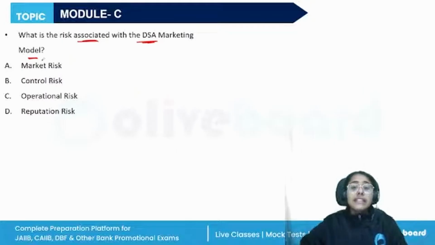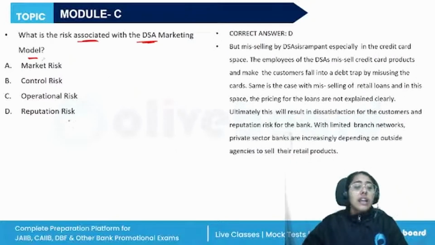So if the DSA, which is appointed by the bank, is using some unlawful measures, or let's say direct selling agents are appointed for the selling of credit cards, they are mis-selling and not explaining to the customer the correct details of the credit card, and the customer is going into debt. So all of this will create a reputation risk for the bank.